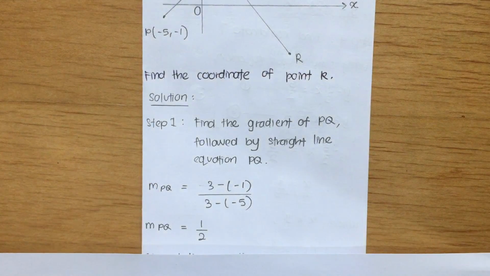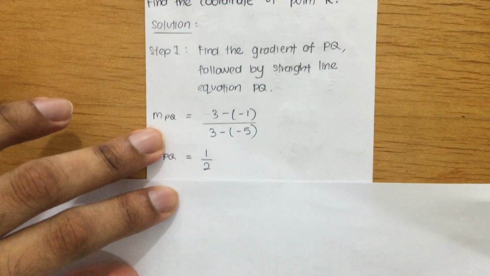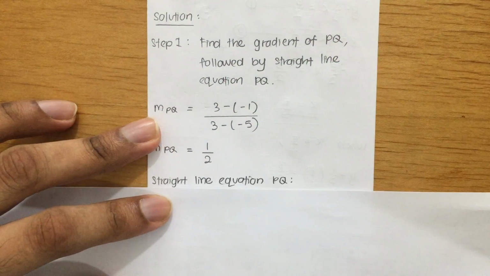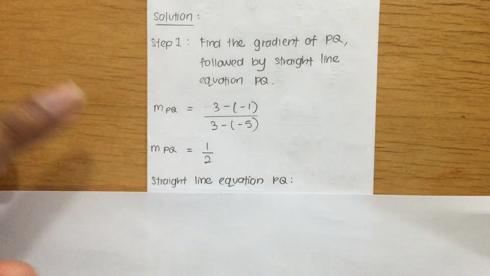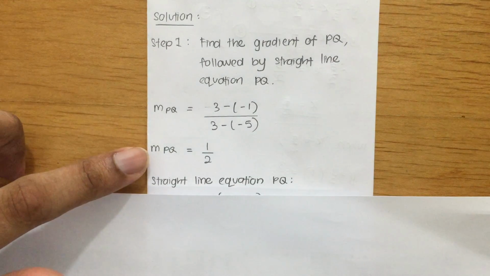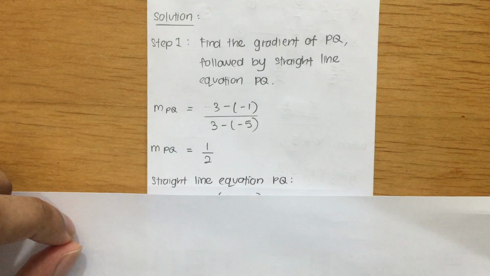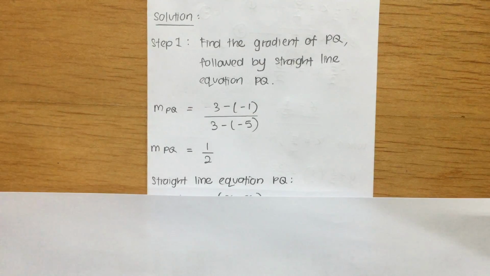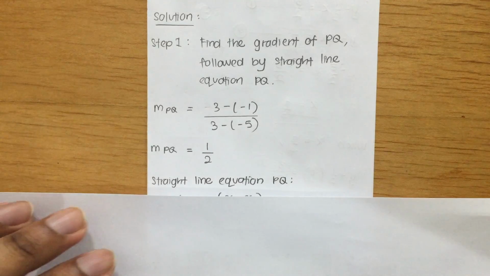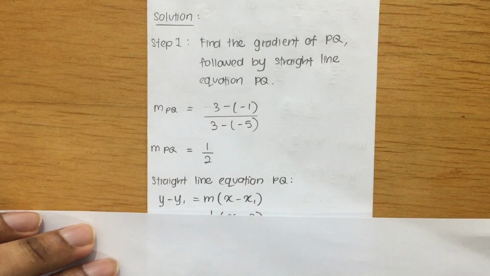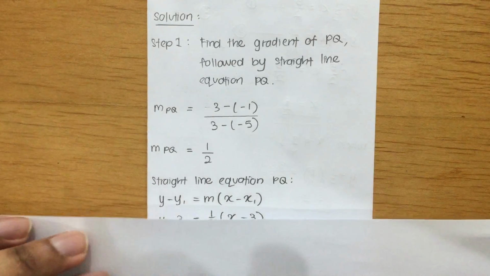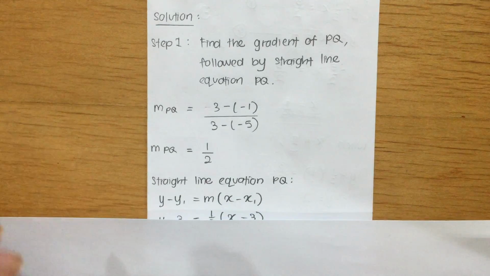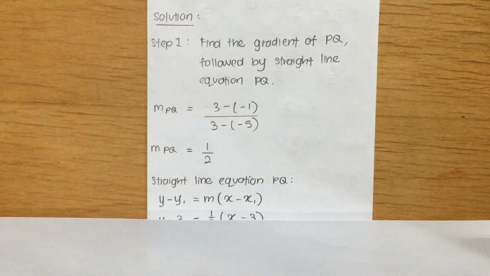Once you get your gradient, now you can proceed to calculate the straight line equation PQ. You can use either one point and the gradient value and substitute in the y minus y1 equals to m times x minus x1 equation. You can use either one point guys. You can use either P or Q. It's up to you.